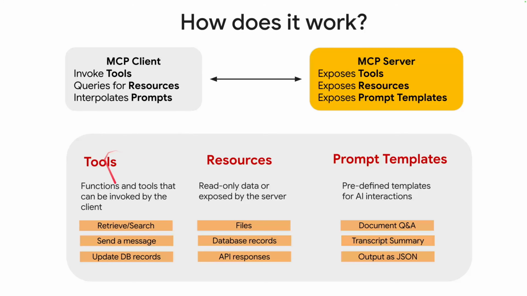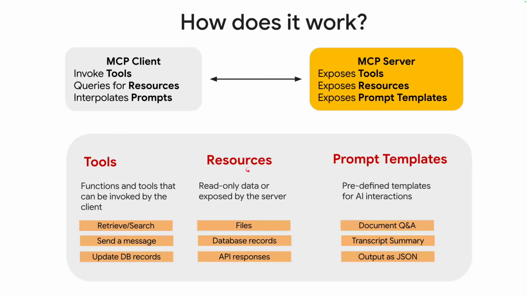Okay, so look at here. What's the difference between tools, resources, and prompt template? This is very important. Whenever you talk about MCP, the only three things you need to consider are the tools, the resources, and the prompt. So what are tools? Tools are functions that can be invoked by the client. Let's say the MCP client wants to do a search. That could be one tool. Or I want to send a message. Or I want to update a database record. That could be a tool.